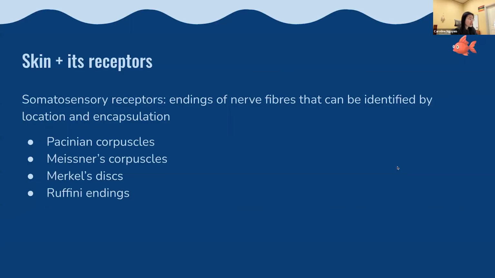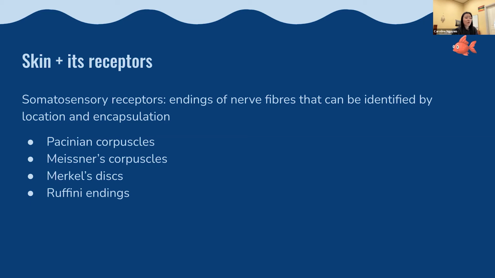First of all, somatosensory receptors are endings of nerve fibers that can be identified by location and encapsulation. The four that I'm going to be talking about are Pacinian corpuscles, Meissner's corpuscles, Merkel's discs, and Ruffini endings.